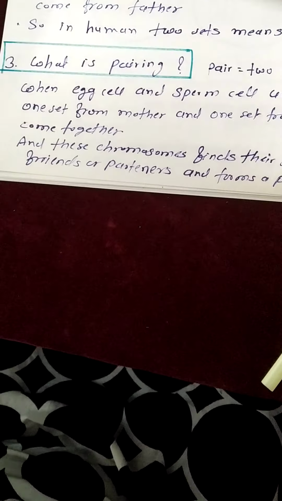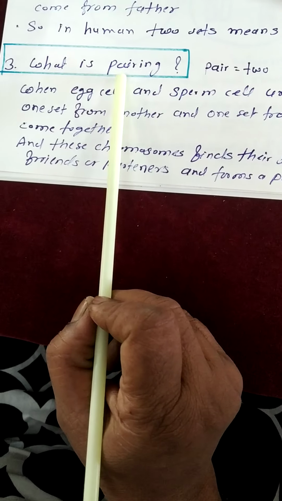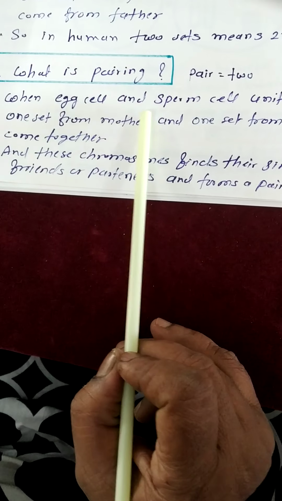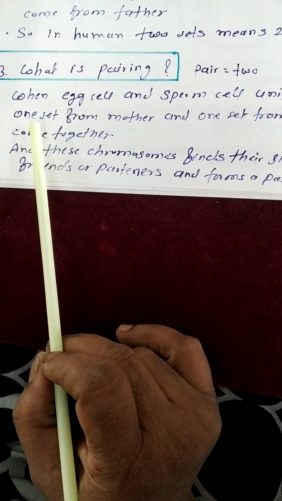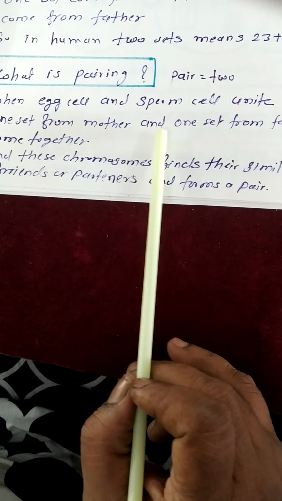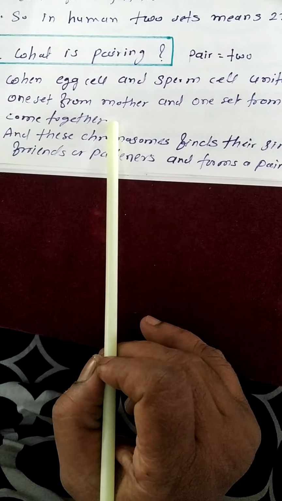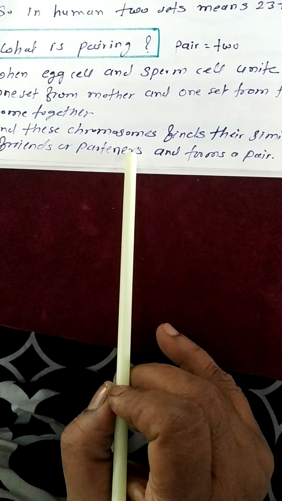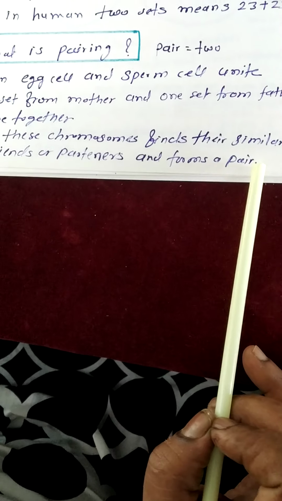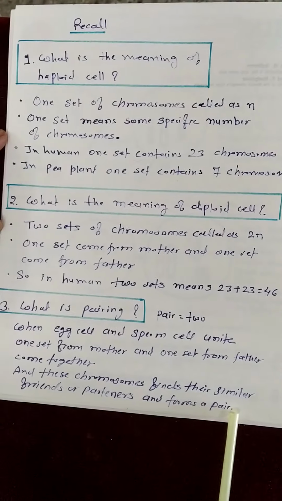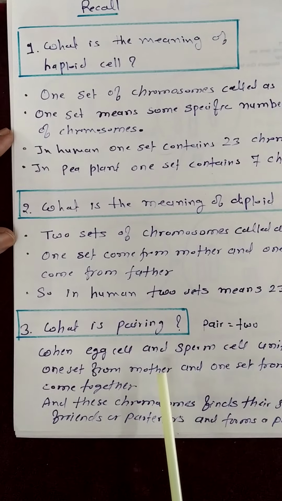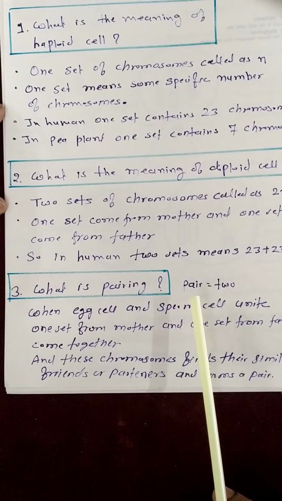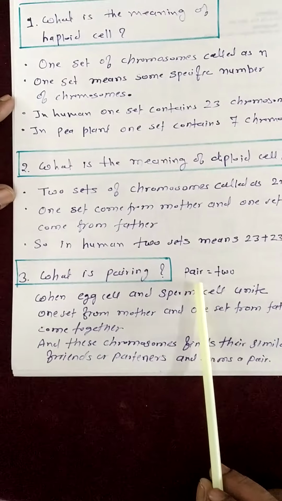So the next question is, what is pairing? Pair means two. When the egg cell and sperm cell unite, here one set from mother and one set from father come together, and these chromosomes find their similar friends or their similar partners and form pair. So here what will happen? A single chromosome will find its similar match for pairing, and two chromosomes means a pair.